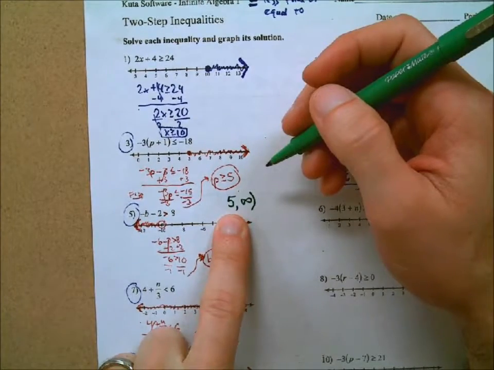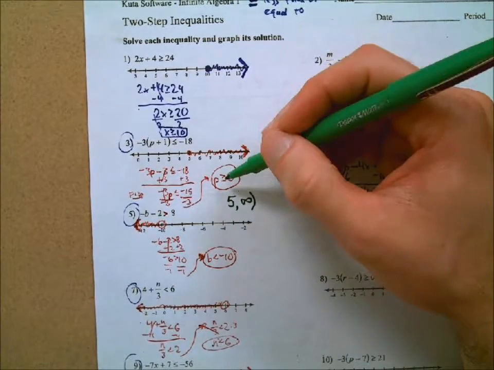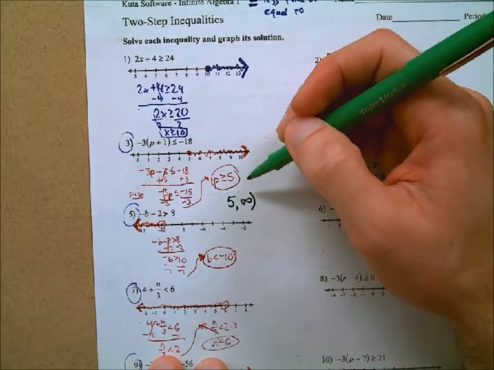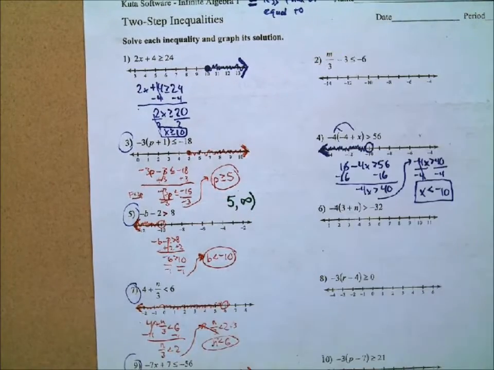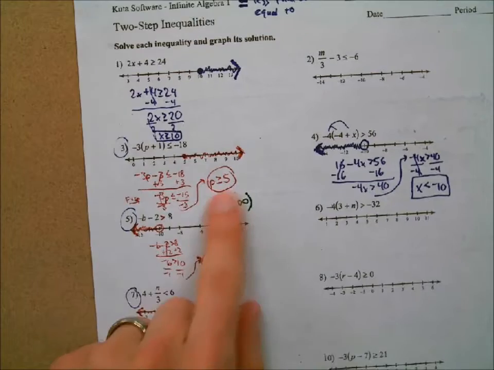It's not a trick question here, folks. According to our inequality, is 5 a solution or is 5 not a solution? It is, right? How did you know, Carson? It's on the line. It's got the dot on it. It also says equal to there, okay? So yeah, we're going to include it.